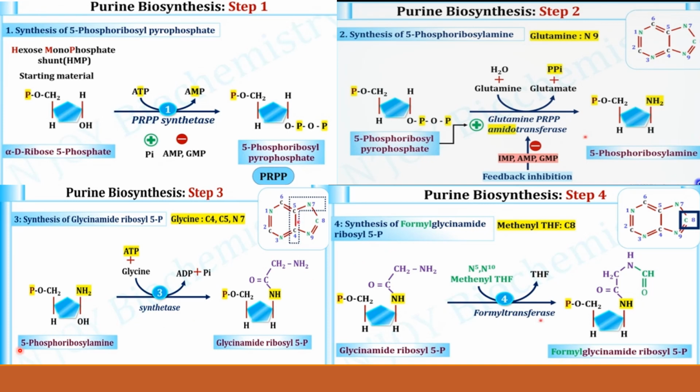Here in the third step, this 5-phosphoribosyl amine is utilized, and then glycine, which is an amino acid, comes into play.